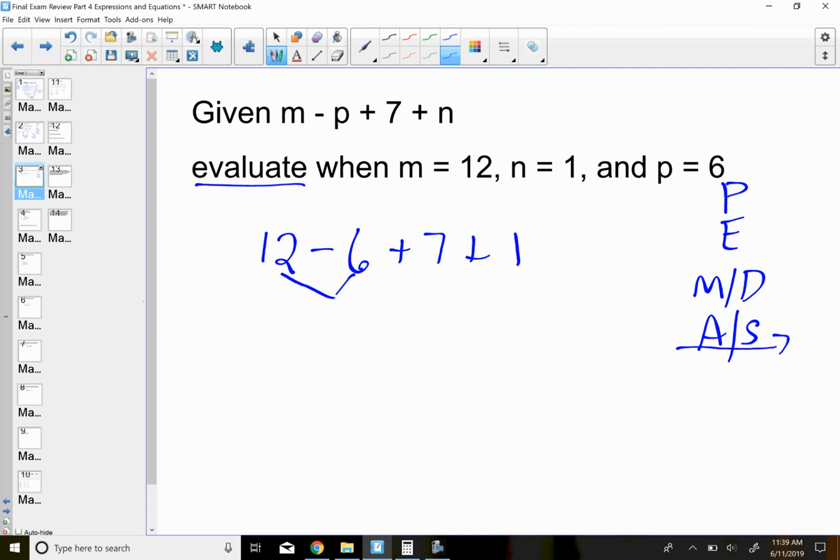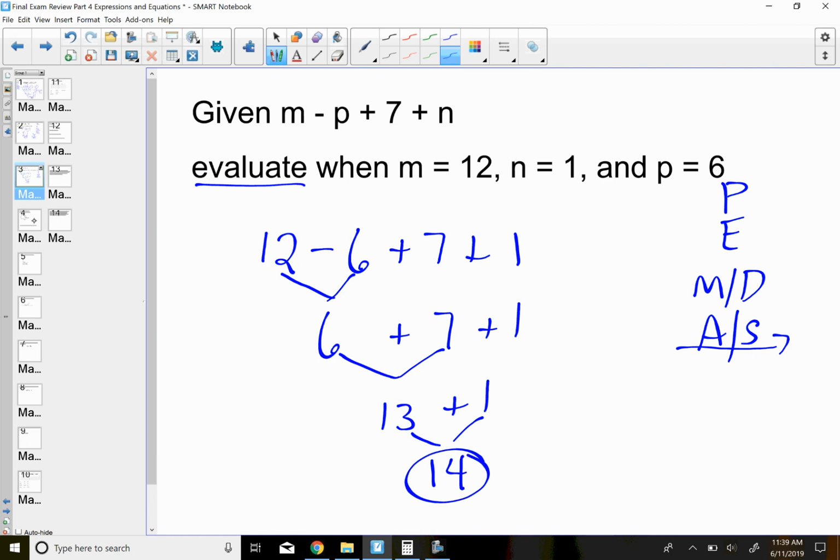I see the subtraction first. 12 minus 6 is 6, plus 7 plus 1. Left to right still, add this first. Now add 1, so I would get 14.